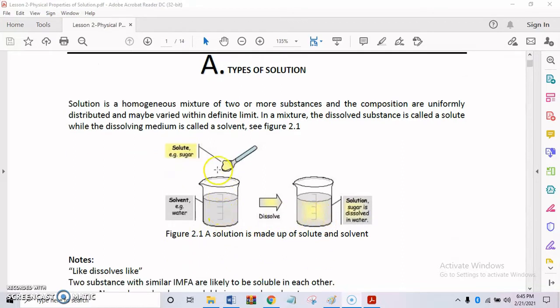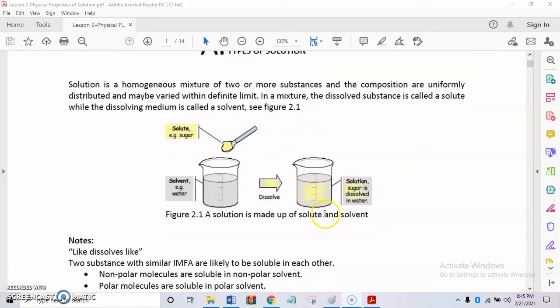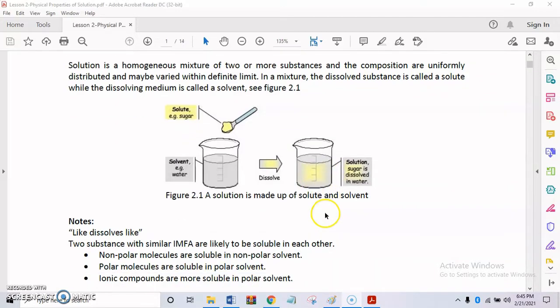For example, this is sugar. You dilute it in water. And after that, once you mix it, it becomes a solution because the crystal sugar will dissolve into the liquid. That's why it is called a solution.